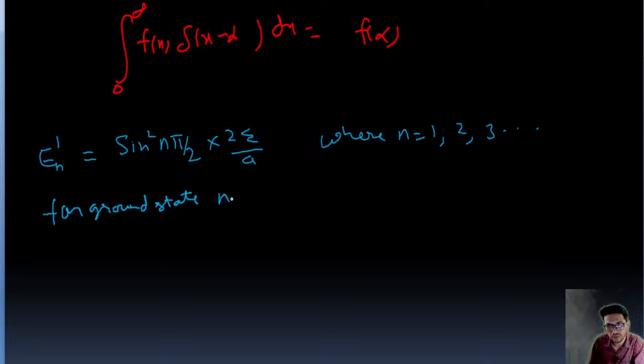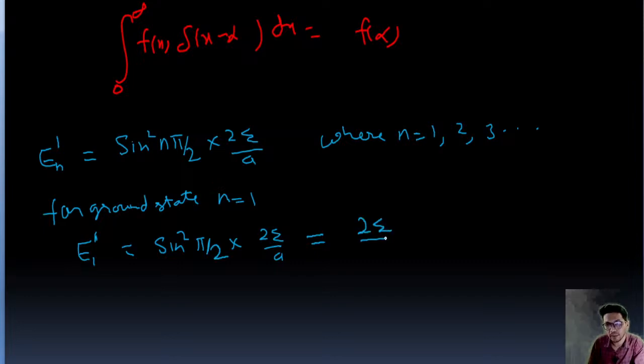n equal to 1. So this is going to be E_1^(1), first order correction in the ground state. So this is going to be sin² with n as 1, right? Sin²(π/2) into 2ε/a, and the sin(π/2) value we know is 1. So E_1^(1) is going to be 2ε/a, the first order correction to the ground state.